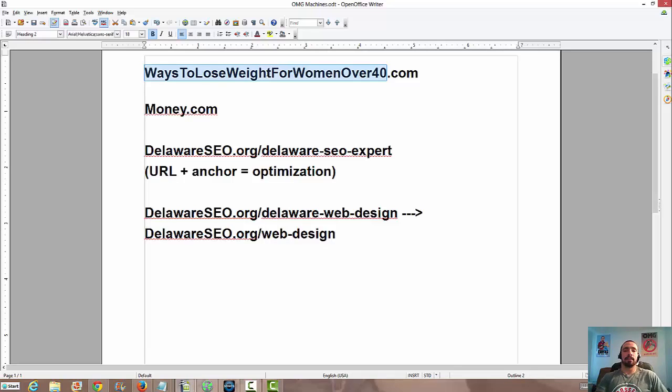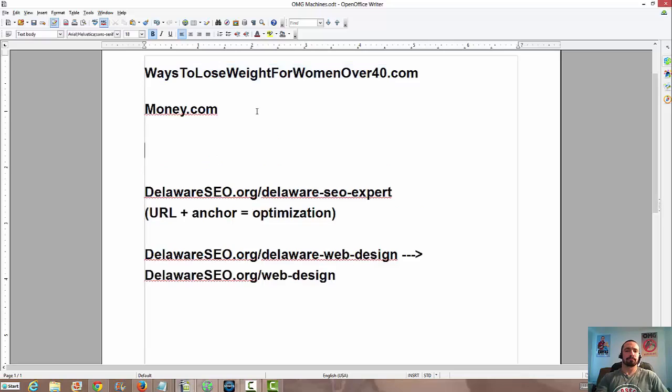The reason for that is, well, first let's say each of these sites has 100 links, and each has 50% EMD keyword. That means this site has 100 links, and 50 of those links say ways to lose weight for women over 40. Well, let's actually say 30%. So 30 out of the 100 links say ways to lose weight for women over 40. For the money.com site, 30 of the 100 links say money.